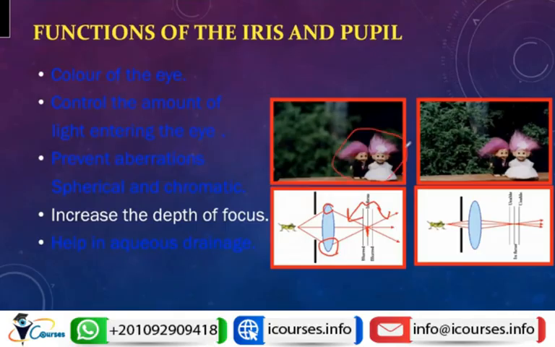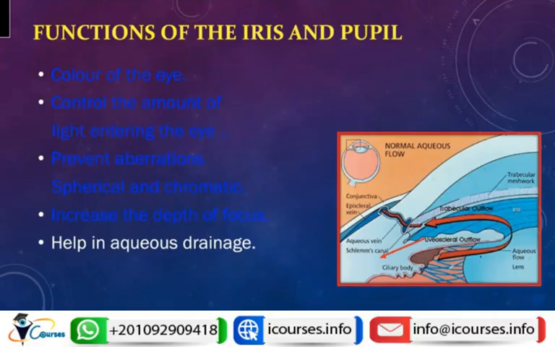As you can see here, the near object is in focus and the far object is out of focus. But if we narrow the pupil, the axial rays will pass through the center of the pupil and center of the lens, causing extension of the depth of focus. So both targets, the near and far, will be in focus. So constriction of the pupil will increase the depth of focus. Also, it has a role in aqueous drainage, as the aqueous will pass from the posterior chamber to the anterior chamber, as we said yesterday, and this passage will be through the pupil normally.